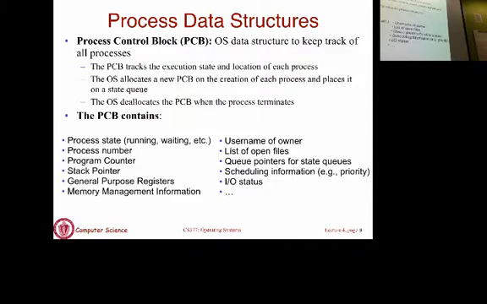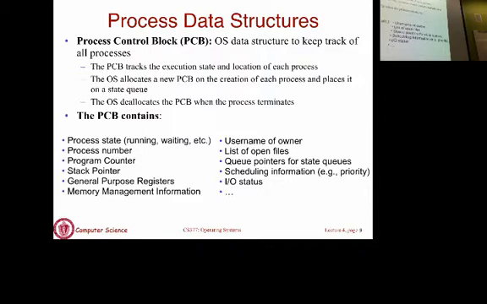Yes, question. So there's just one PCB? Is there one PCB? So think of the PCB as a data structure. You could implement it as a linked list, you could implement it as an array, you could implement it as any data structure you want. Within that data structure, there's an entry for each process. So the PCB is the list of all of those entries. A list, linked list, or array of all of those entries.